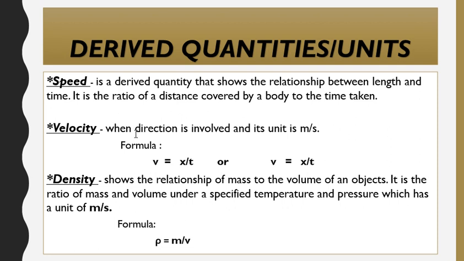So take note again, speed, velocity, density, and other examples are what we call derived quantities or units when these quantities show the relationship between two standard units. So for example, for speed again, we have length and time. For velocity, we have length, time, and then direction. For density, we have mass and volume. That is why they are called derived quantities.